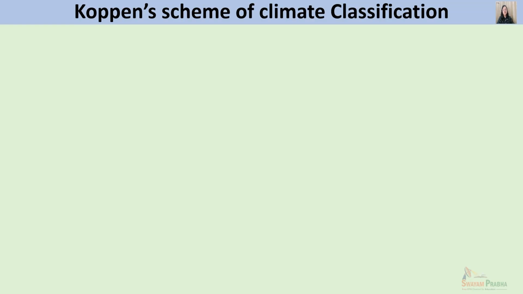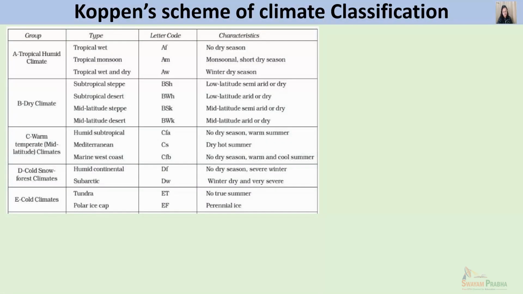In the last video, we've already discussed the A and B type of climate of Koppen's scheme. A is tropical humid climate. We have discussed the subcategories also, which are tropical wet climate, Af type of climate, Am type of climate, which is tropical monsoon type of climate, Aw type of climate, which is tropical wet and dry type of climate or savanna type of climate. Similarly, we have also discussed the broad category B, which is the dry climate.